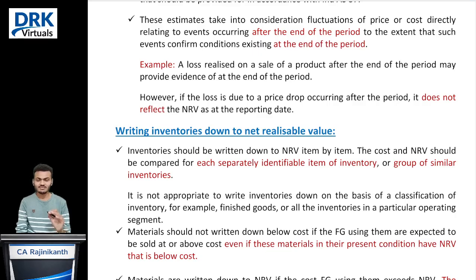Example, if the price and demand for our products start declining from 10th March and we sold that inventory on 14th April, let's assume. What does it mean, sir? Our price and demand started declining before the end of the reporting period. So in that case, we can consider those events, right? If the price and demand for the product start declining after the end of the reporting period, in that case, we need not consider that. That is what the standard is saying, right?